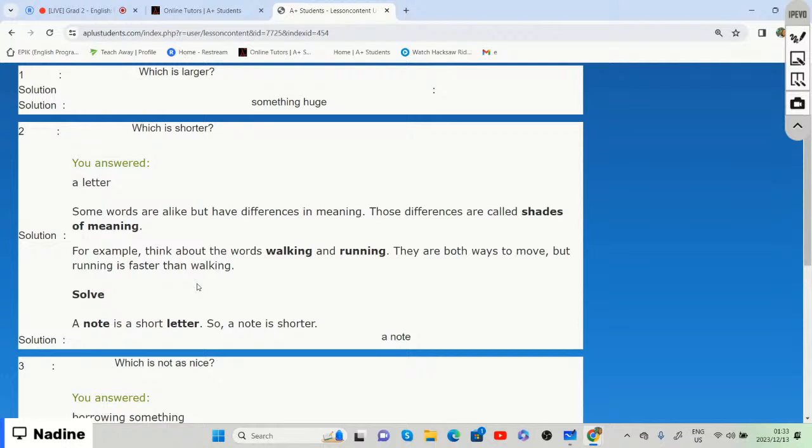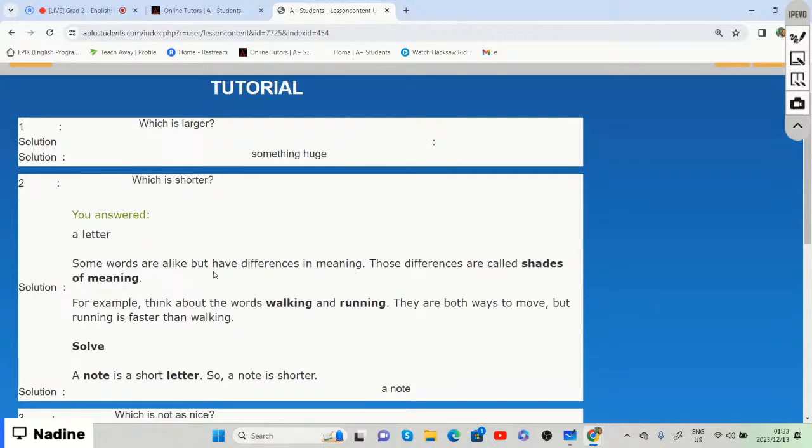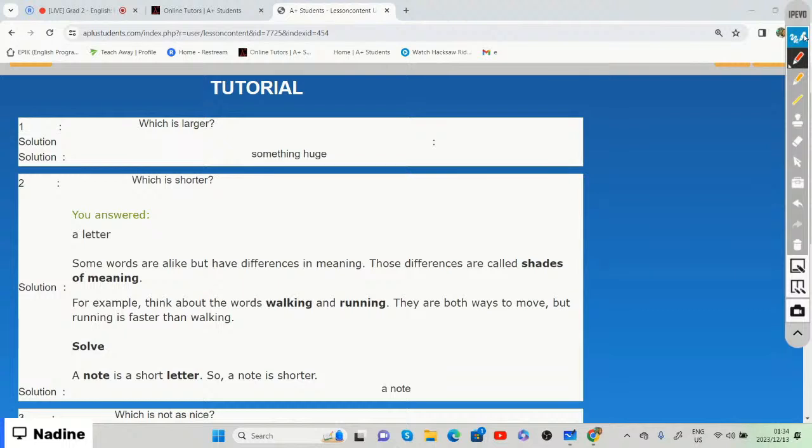All right. So now words are going to be given to us, and then we're going to have to say which one is either smaller or bigger, based on the question. So, which is shorter or smaller?